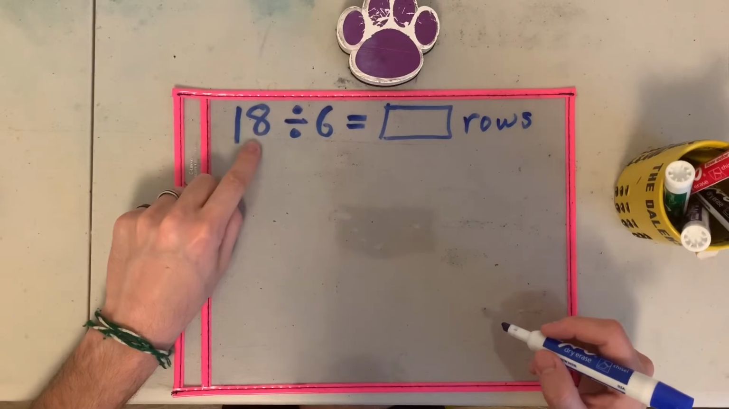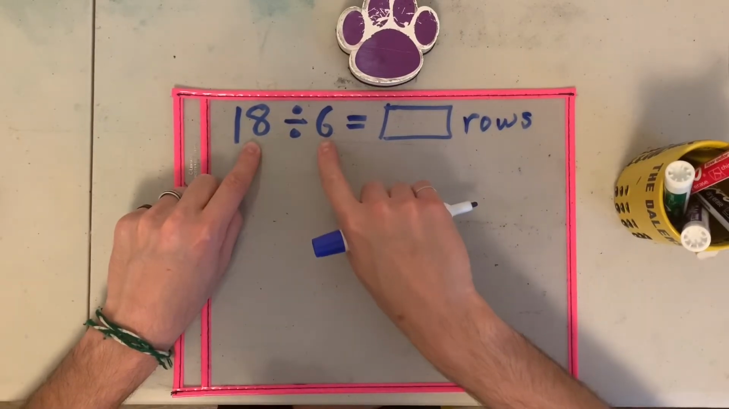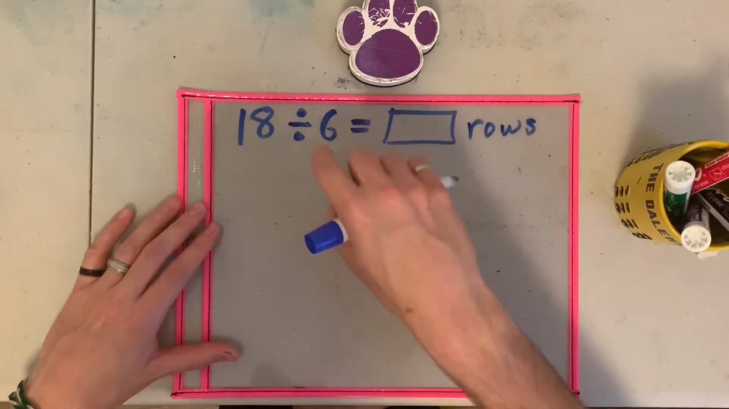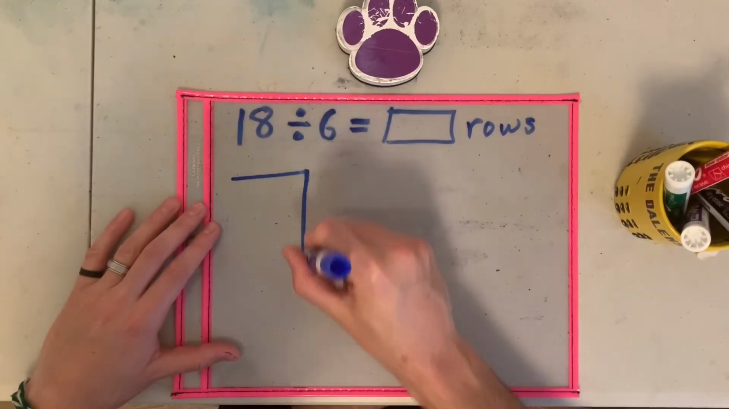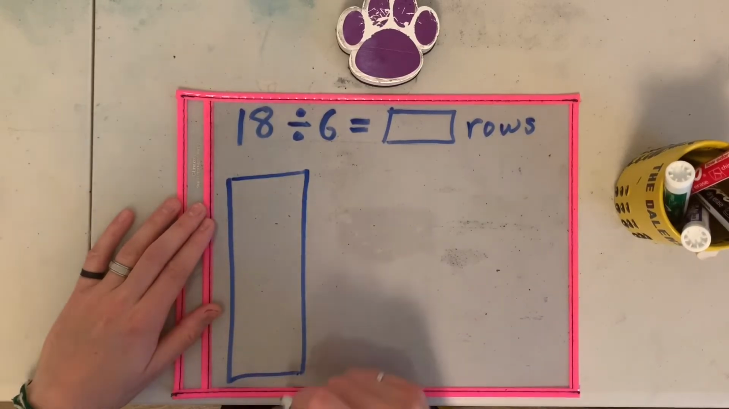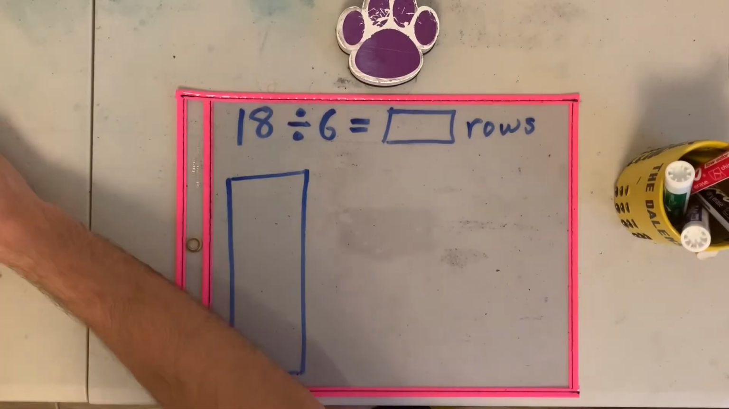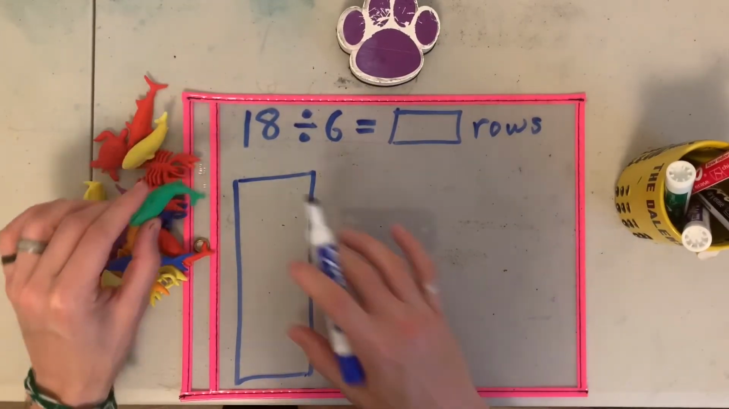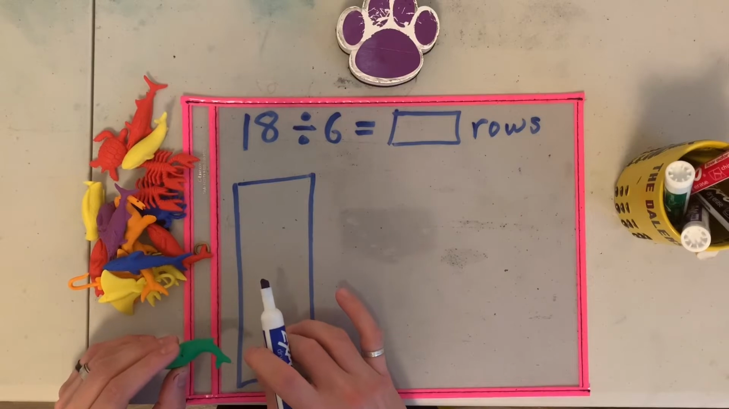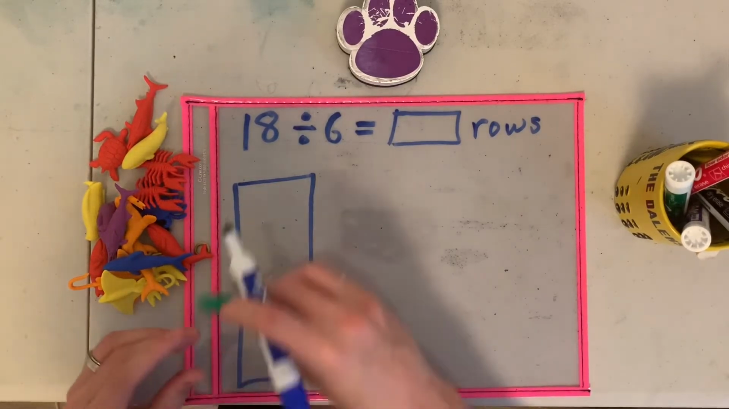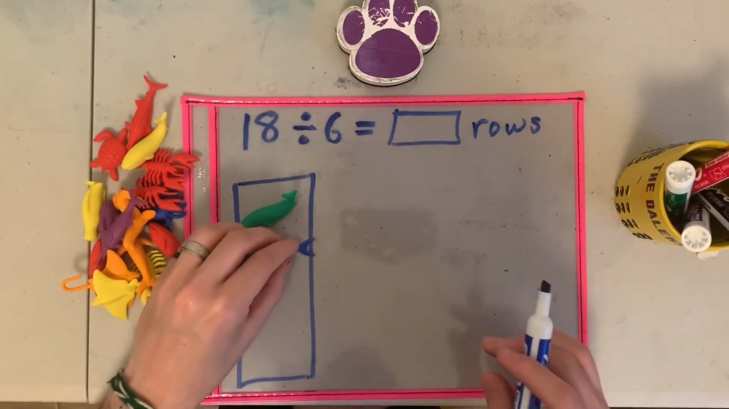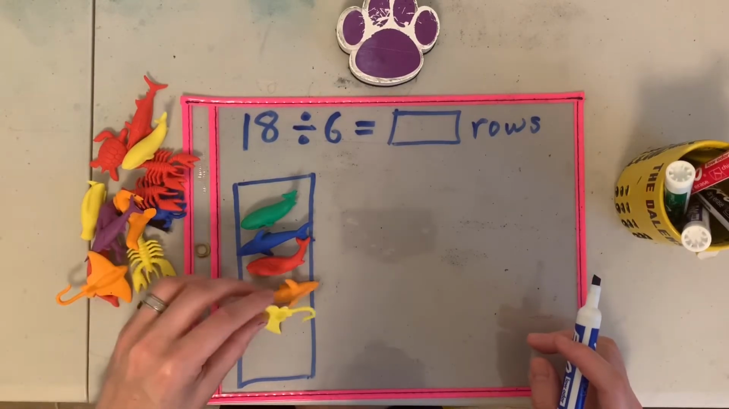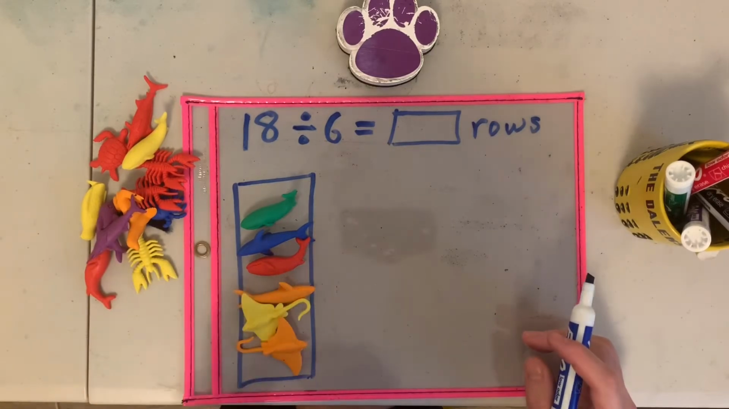So he has 18 flowers. He divides the flowers into groups of 6, into rows of 6. Cada fila. So we have a row. Aquí adentro, we're going to have a row. So we're going to have 18. I have 18 flowers here. Tengo 18 flores. And on each row, there's 6 flowers. 1, 2, 3, 4, 5, and 6 flowers.